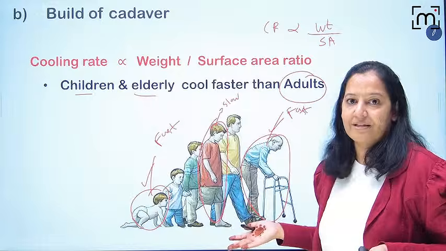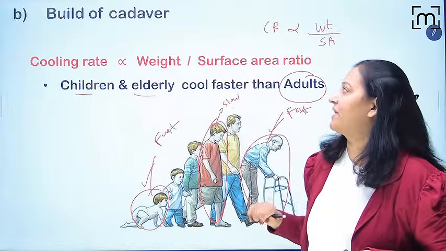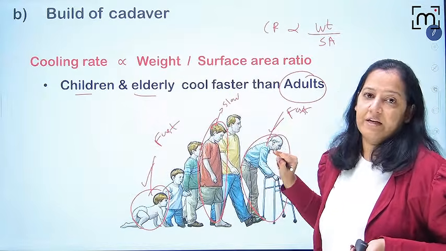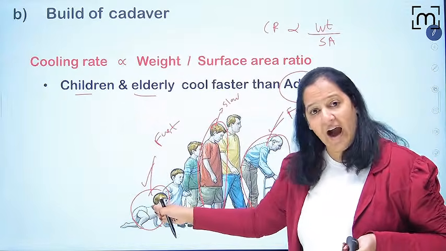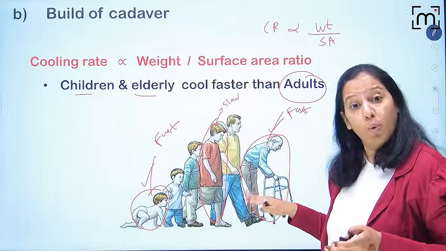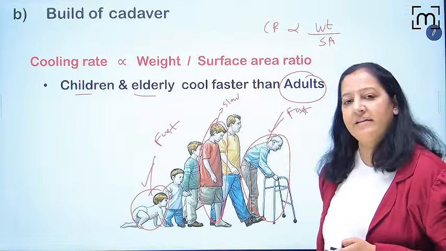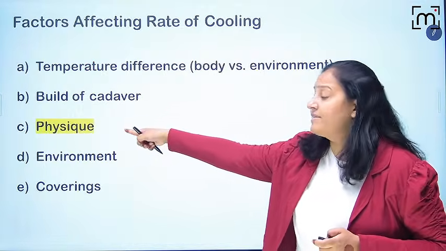Okay, there are many factors, but one of the factors is build of the cadaver. It is weight upon surface area. Weight upon surface area will be high in children and old age, so cooling is faster, and that will be low in adult. That's why cooling is slower. The third is the physique.